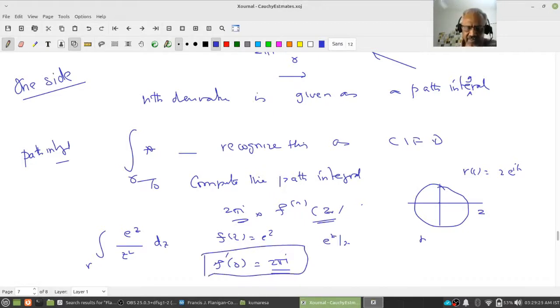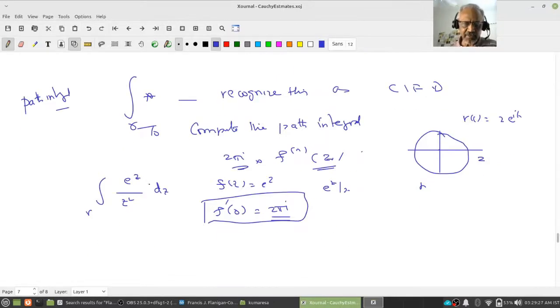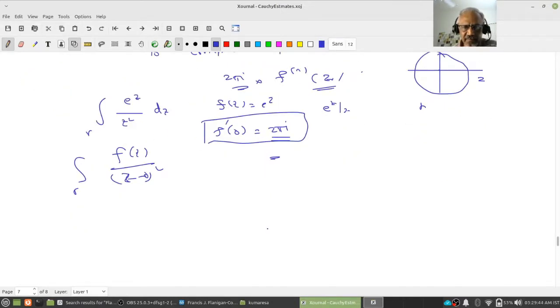I hope I did correctly. Maybe I went too fast. Let me just make sure. This is f of z by z minus 0 whole squared over gamma. Therefore this is the first derivative of f at 0, that is e power z, and then multiply with 2 pi i, right? You understand?